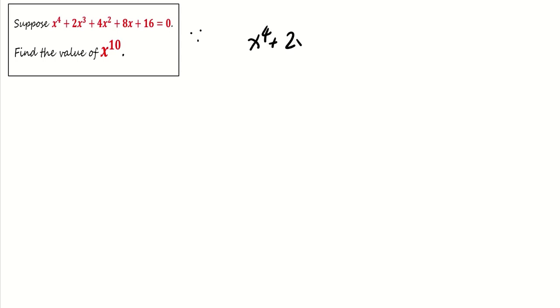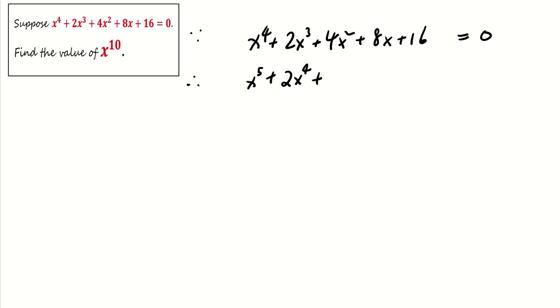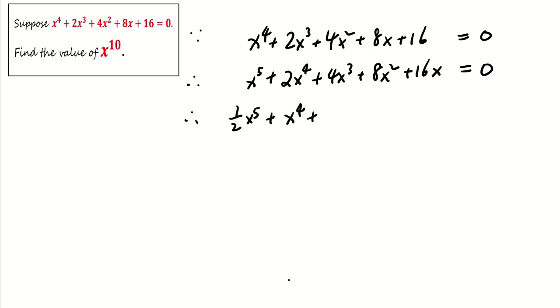Starting with the given equation, x to the power 4 plus 2x to the power 3 plus 4x squared plus 8x plus 16 equals 0. We multiply each term by x to get x to the power 5 plus 2x to the power 4 plus 4x to the power 3 plus 8x squared plus 16x equals 0. Next, we divide each term by 2.